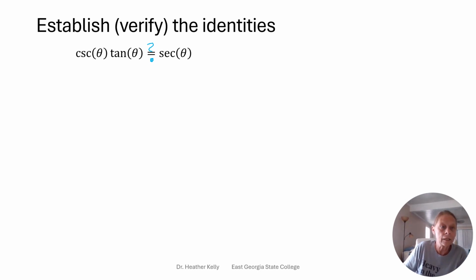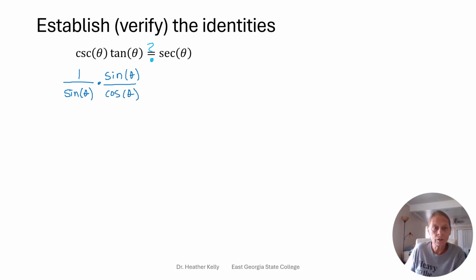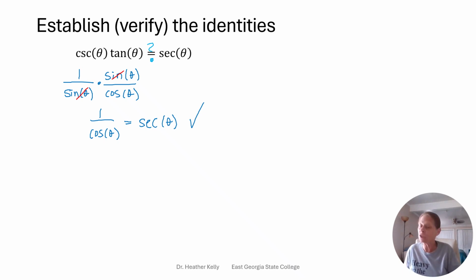And cosecant is 1 over sine theta. And tangent is sine theta over cosine theta. So let's see what happens there. Well, the sine thetas cancel. Awesome. And we're left with 1 over cosine theta, which is secant theta. We did it. Okay, got to show all the logic. Couldn't have just stopped right there. When you're verifying identities, you have to show all the steps. Okay.